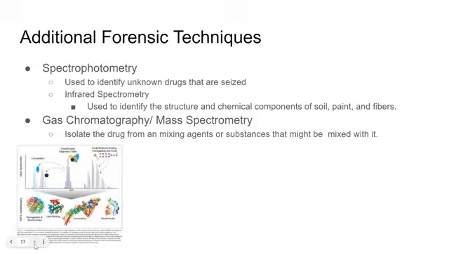Other techniques that we're going to use in our forensic study will be spectrophotometry. This is used to identify unknown drugs that are seized, and infrared spectrometry, which is used to identify the structure and chemical components of soils, paints, and fibers that may be helpful in crime scene analysis. We might also use gas chromatography or mass spectrometry, which isolates the drug from a mixing agent or substance that might be mixed in it.